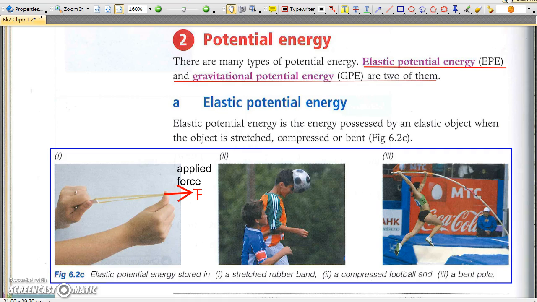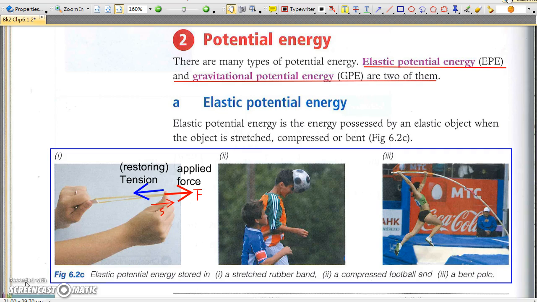The spring or elastic band, on the other hand, produces a tension to stop the stretching. The applied force works against the tension. The applied force does work against the tension, and work is done by the applied force. The work done by the applied force is stored by the elastic as elastic potential energy.